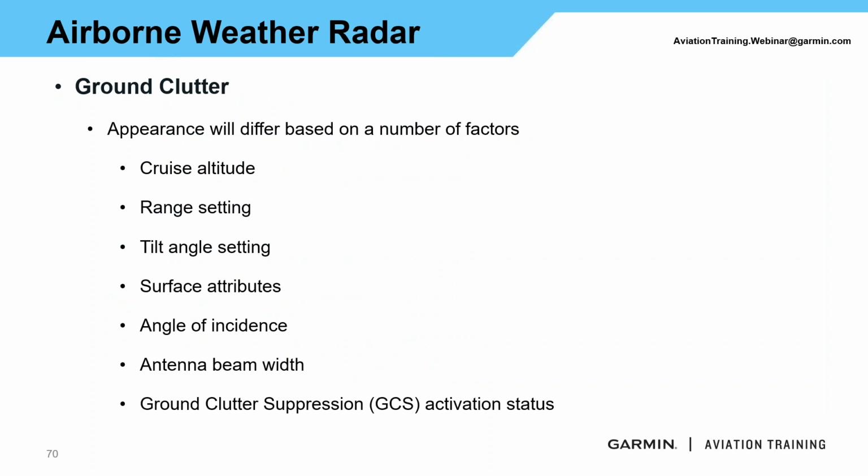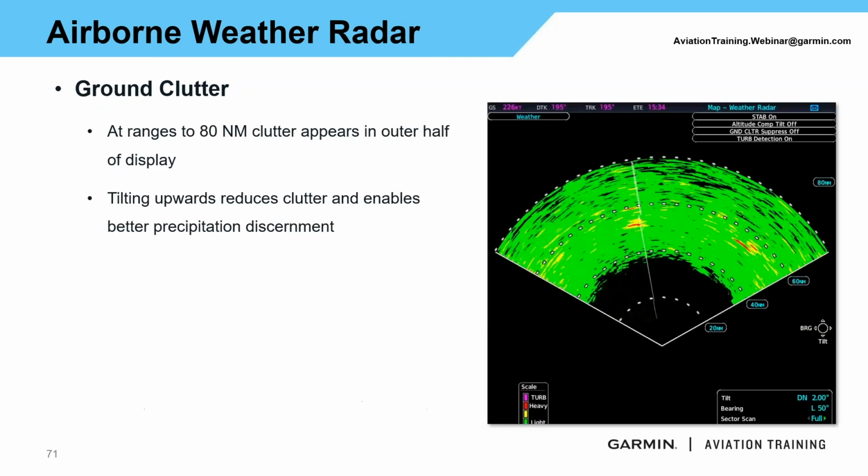All right, so ground clutter will change based on a number of factors. As we've already mentioned, our cruise altitude, our range setting, and tilt angle settings, we've already talked about those. Adding in your surface attributes, angle of incidence, and your beam width. And then if you have the ground clutter suppression turned on or turned off, it's going to change based on all of those things.